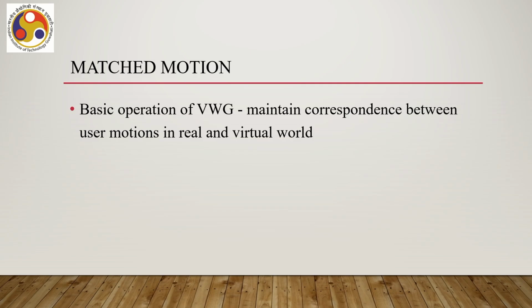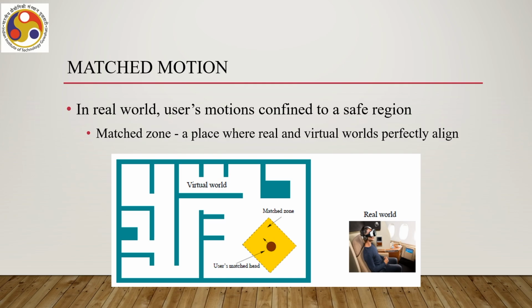Another thing is motion. Now, there is something called matched motion. Let us try to understand what it is and what kind of support in the software we should have. The basic operation of the VWG is to maintain correspondence between user motions in the real and virtual worlds. That is what a VWG is supposed to do. Now, it may so happen that in the real world the user's motions are confined to a safe region, which may not be the case in the virtual world.